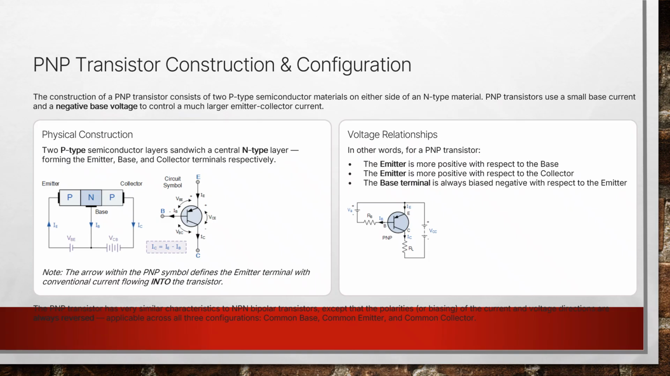Voltage relationships. In other words, for a PNP transistor, the emitter is more positive with respect to the base. The emitter is more positive with respect to the collector. The base terminal is always biased negative with respect to the emitter. The PNP transistor has very similar characteristics to NPN bipolar transistors, except that the polarities, or biasing, of the current and voltage directions are always reversed, applicable across all three configurations: common base, common emitter, and common collector.